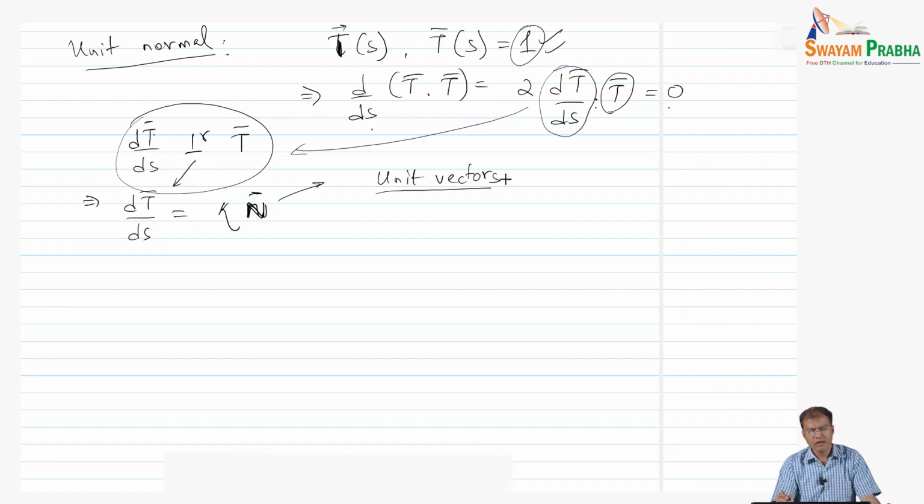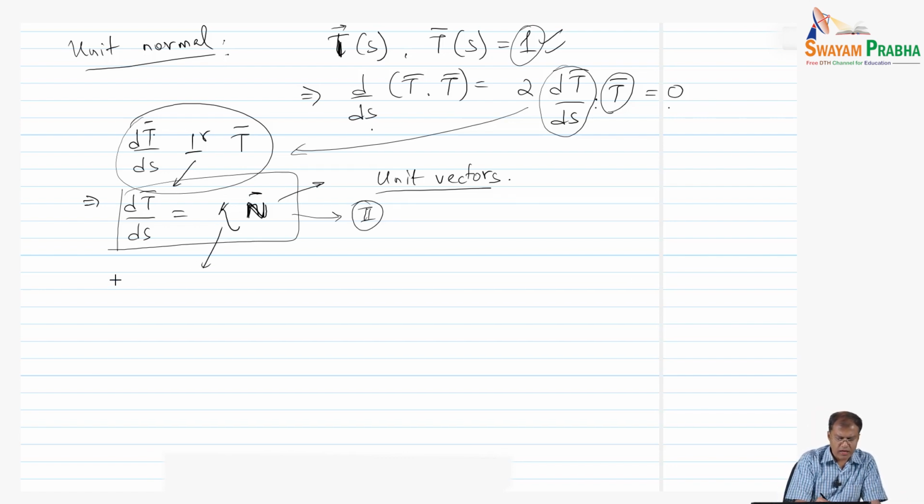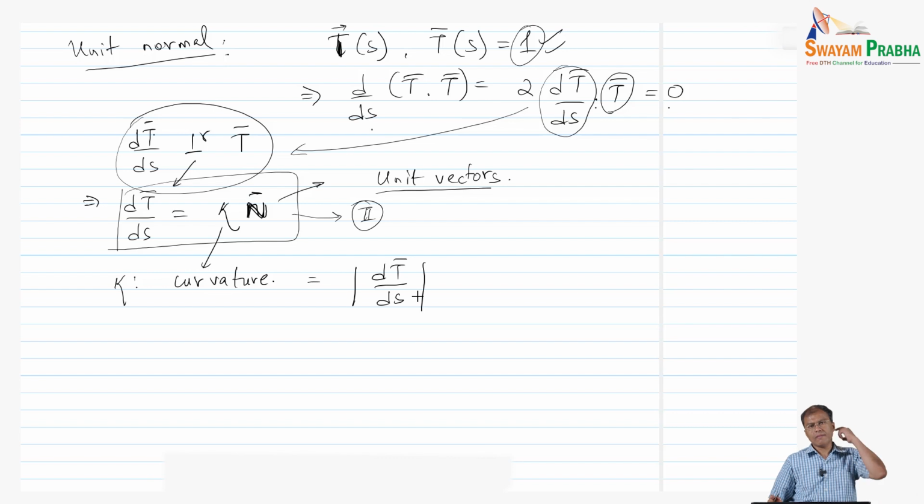Okay. So now here is the result. It gives us this particular result. Let me call this 2. It introduces 2 new concepts. The constant of proportionality kappa is the so-called curvature. And what is this curvature? The curvature is equal to the magnitude of dT/ds, and n is the unit normal. So when you find dT/ds and divide by curvature, you are going to get the unit normal.